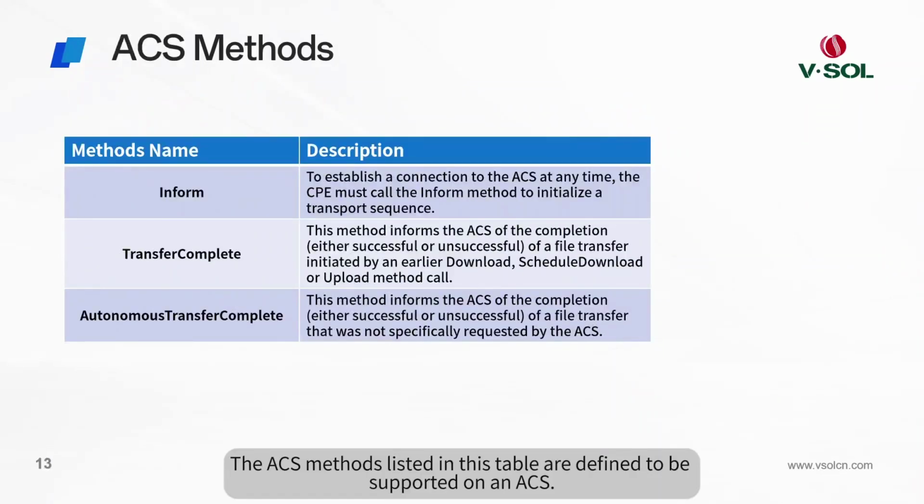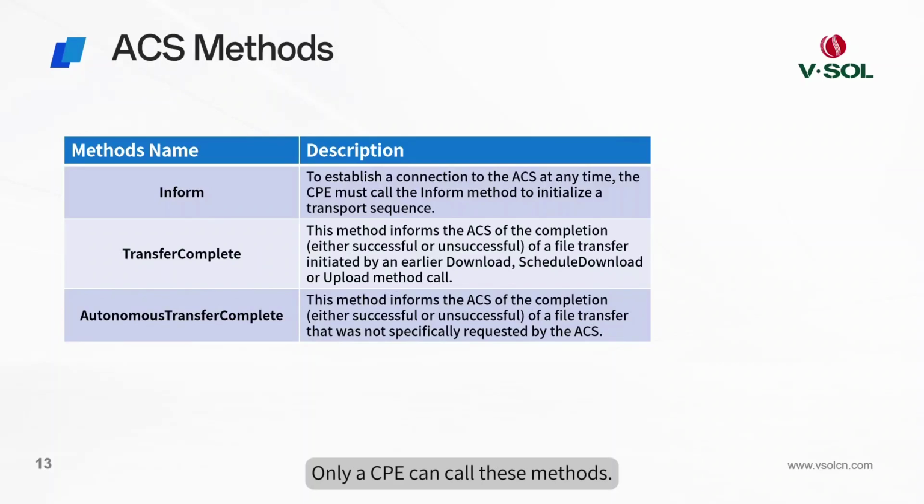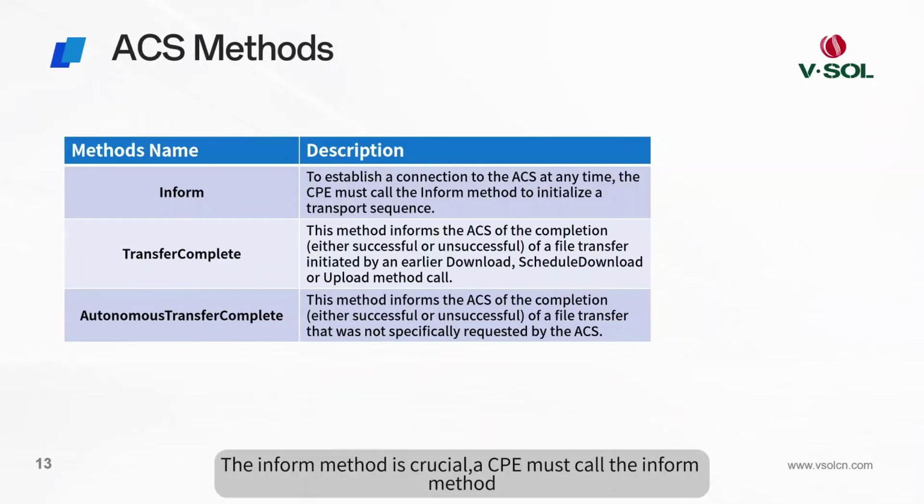The ACS methods listed in this table are defined to be supported on an ACS. Only a CPE can call these methods. Other optional methods are also not listed here. The inform method is crucial. A CPE must call the inform method to initiate a transaction sequence whenever a session with an ACS is established.